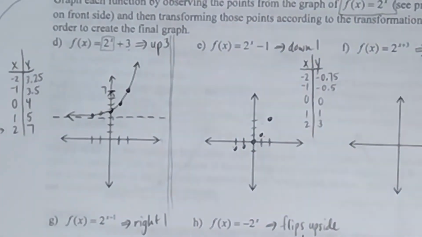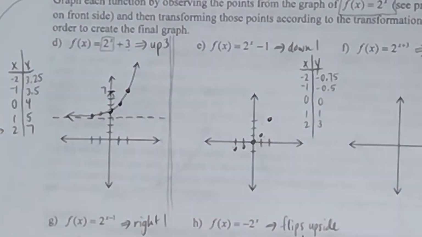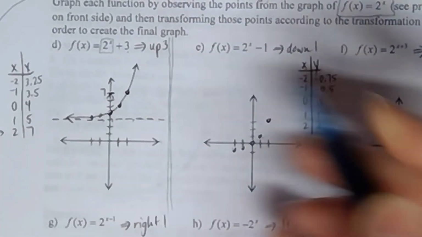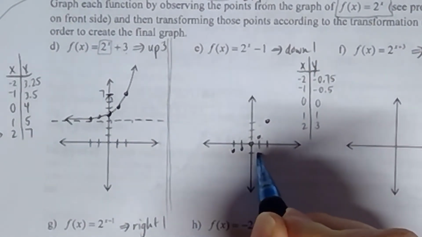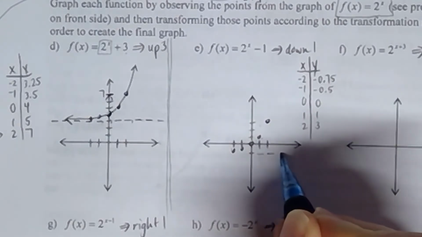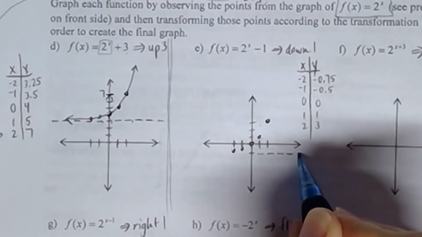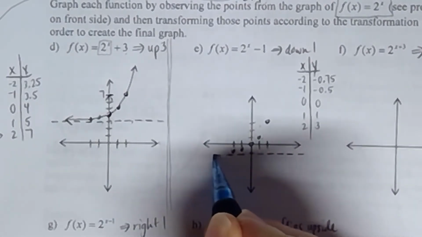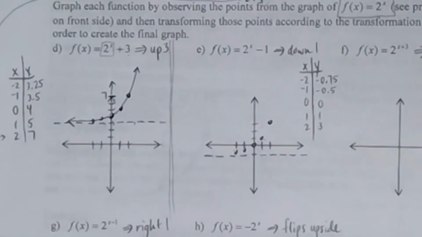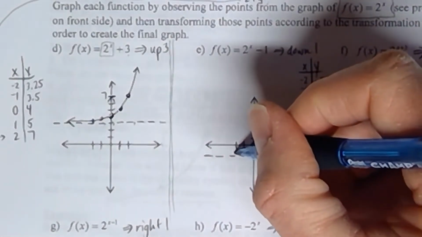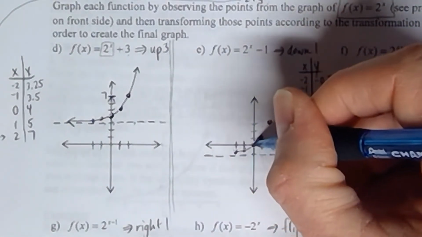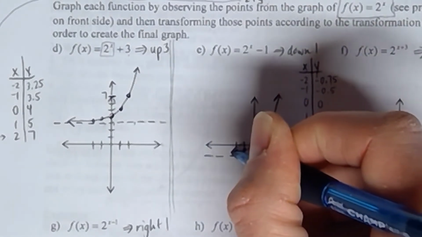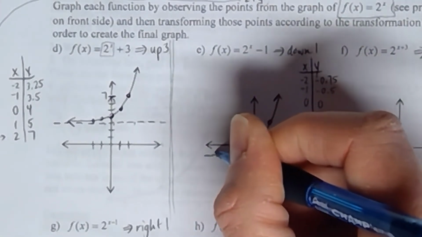Like that. Okay. Where did the asymptote go? Well, just like it shifted up by 3 over here, it's going to shift down by 1 here. Because everything else shifted down by 1, why wouldn't the asymptote do the same? And so just make sure that the graph looks exactly the same as the original 2 to the x graph, but it just what? It just shifted down by 1.